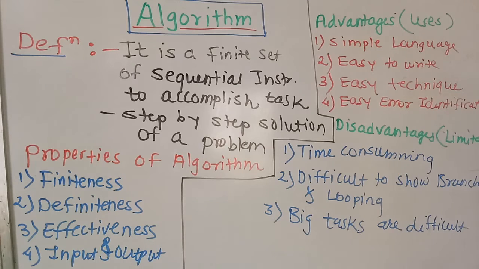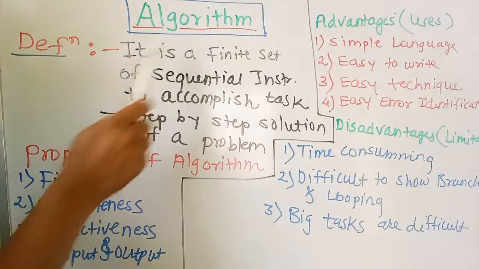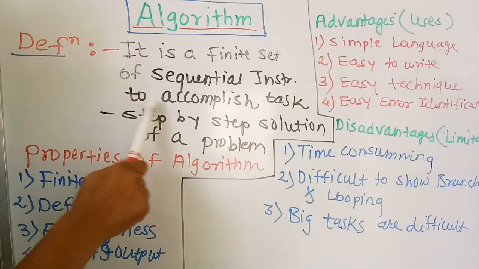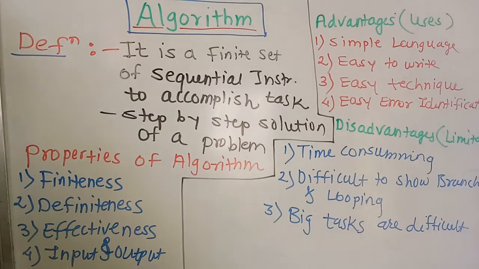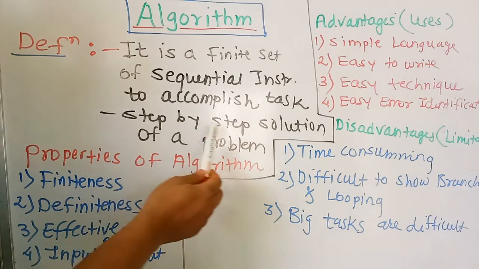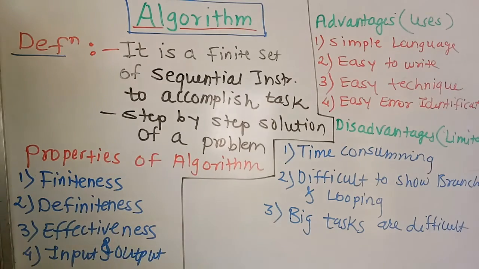In this video, we will start with one of the interesting features of the C language, that is nothing but the algorithm. What is basically an algorithm? Talking to you very frankly, an algorithm is nothing but the way of thinking you create for solving any problem. It is a finite set of sequential instructions to accomplish a task, or we can say it is a step-by-step solution of a problem.